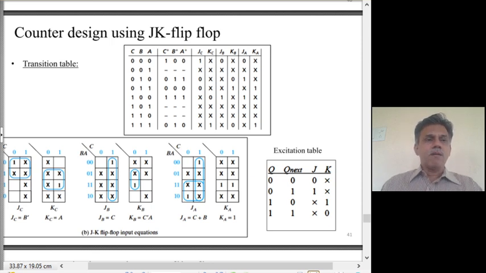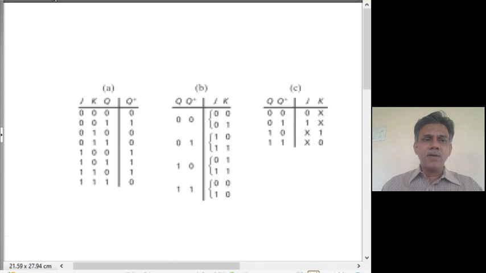So, first, when we talk about the design of sequential circuits, or in particular the counters using JK flip-flops, we need what is called the excitation table of the JK flip-flop, which basically tells, for a given present state of the flip-flop and the desired next state of the flip-flop, what should be the values of the J and K inputs for such a transition to take place.